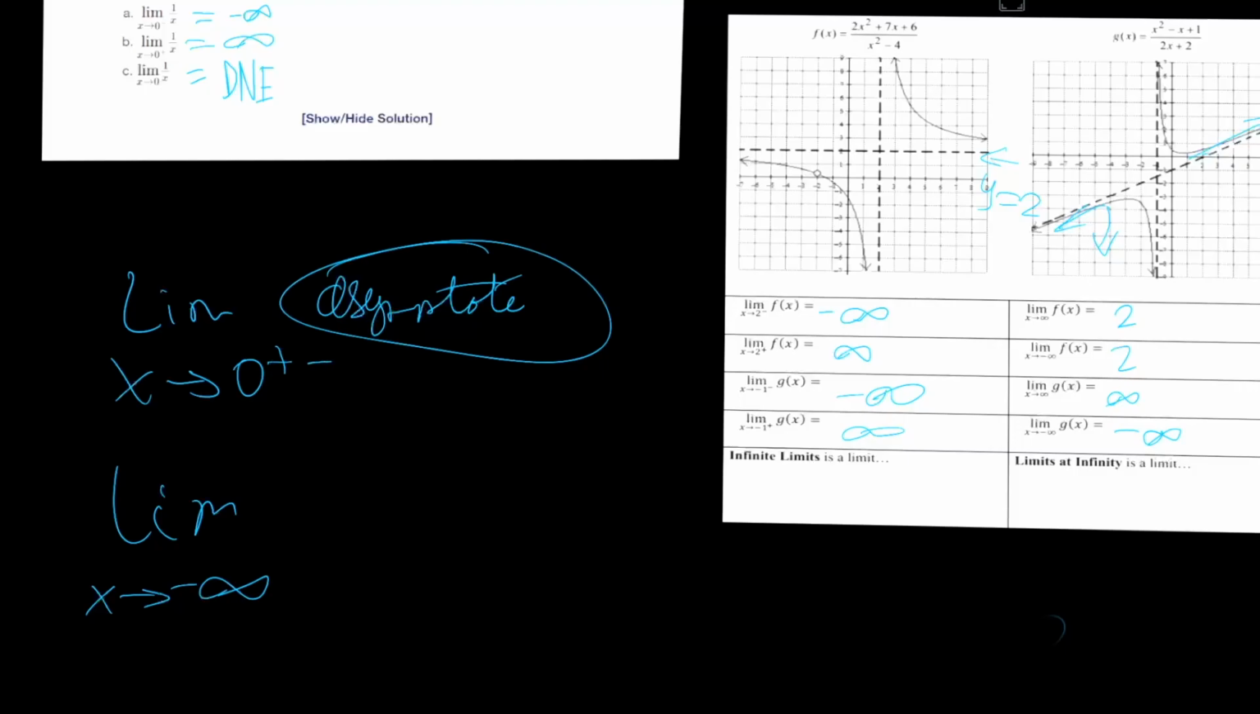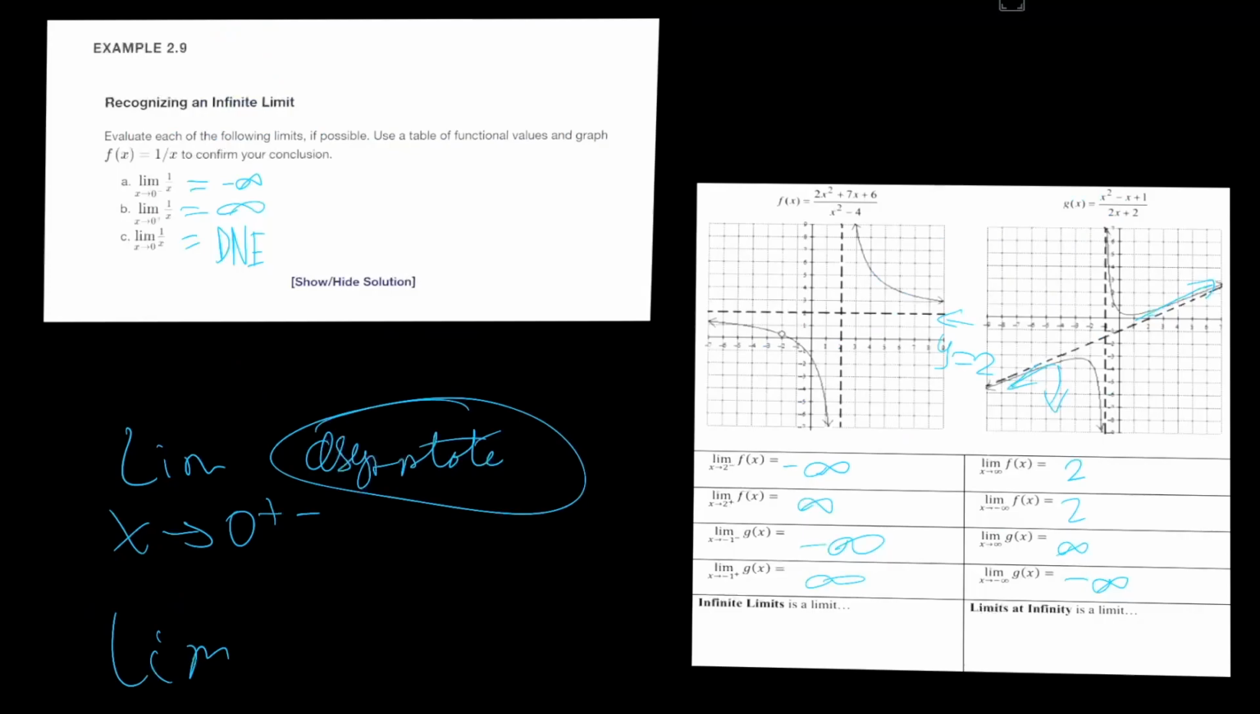In the next video, which is, let me check, it's one-sided limits. So we're going to be talking about one-sided limits, and it's actually going to be really fun.